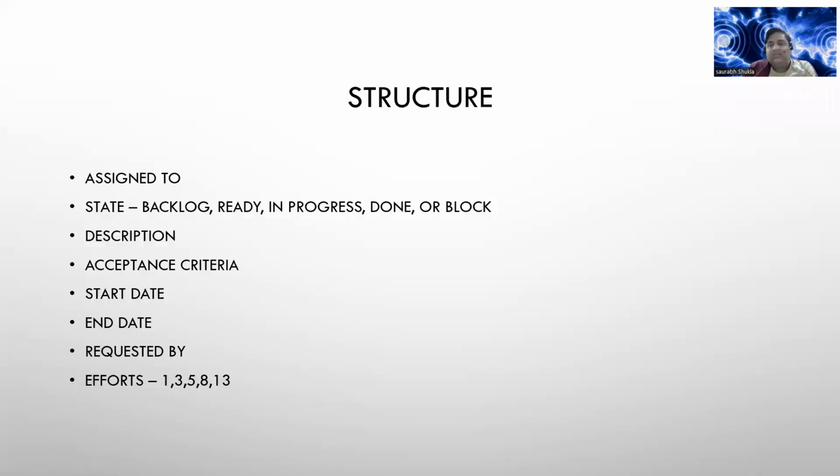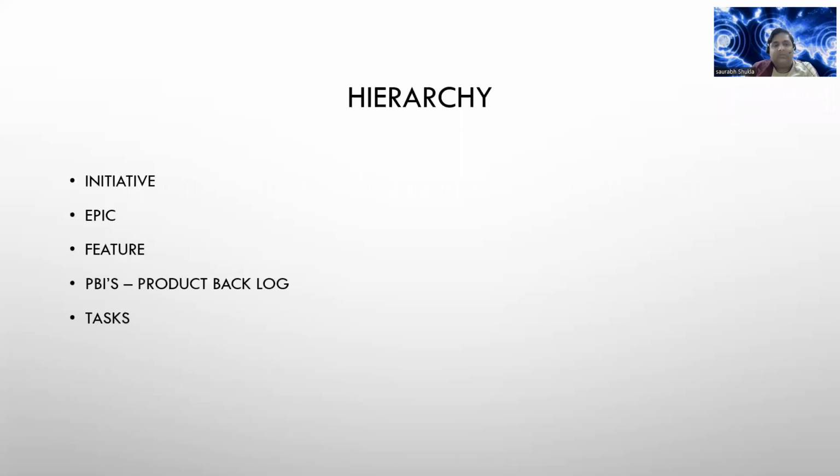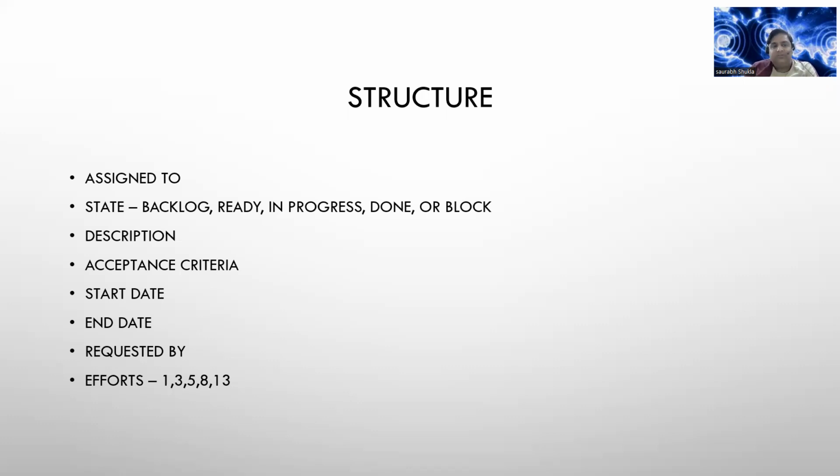This is the reality. This is exactly what you have to do. I will not tell about the theory and all. This is the thing which you have to do. You have to understand these jargons, and you have to start working on this structure part, because if you understand this structure, you can work on any kind of agile project. Only these things: assigned to, state, description, acceptance criteria, start date, end date, requested by, efforts. Maybe some other things which are there. You have to attach it to the parent. Parent will come from initiative, then epic, then feature, then PBI, then task. So this is the hierarchy.